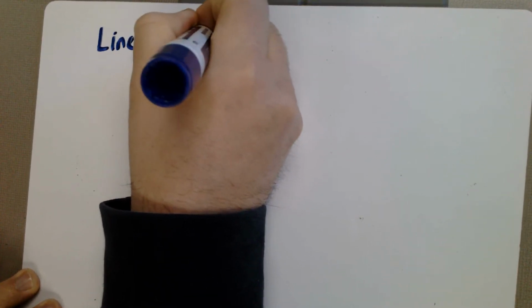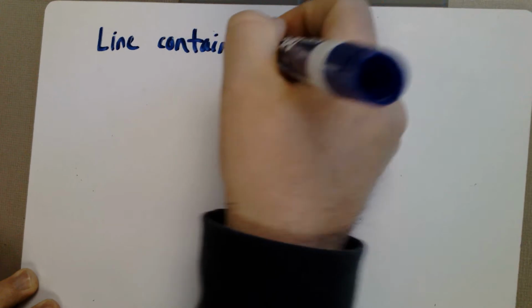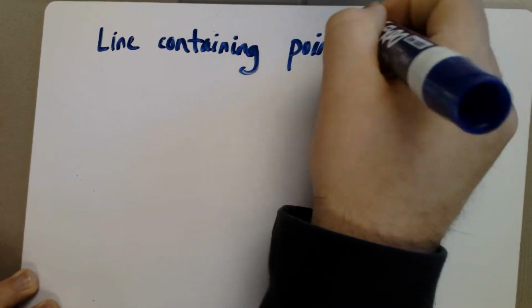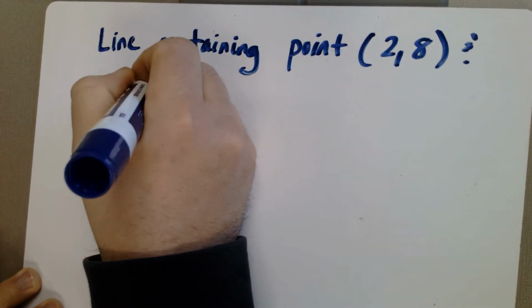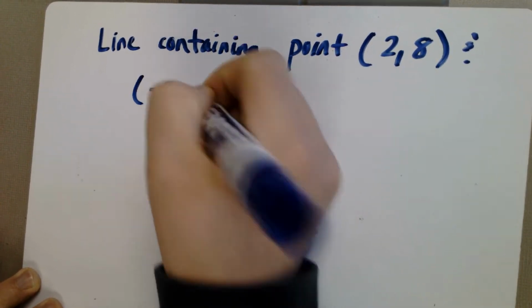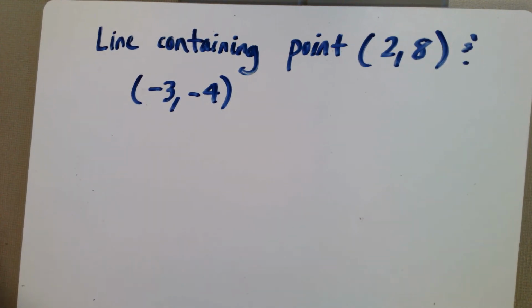Okay, so that's when we have a line that's already graphed for us. But let's say, for example, we don't, and instead we just have 2 points, and we're asked to find the equation of a line. So a line containing points (2, 8) and (-3, -4). I just made this up off the top of my head, but we can find the equation in slope-intercept form and point-slope form.